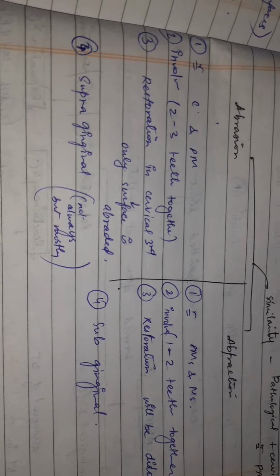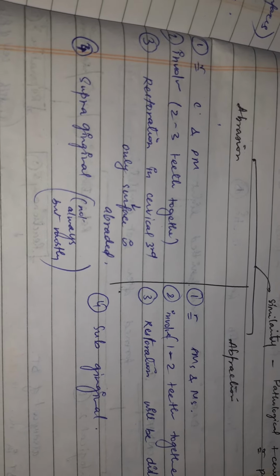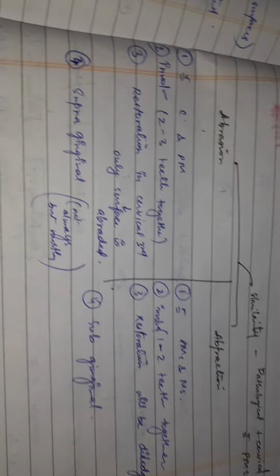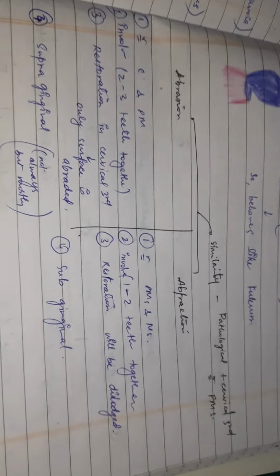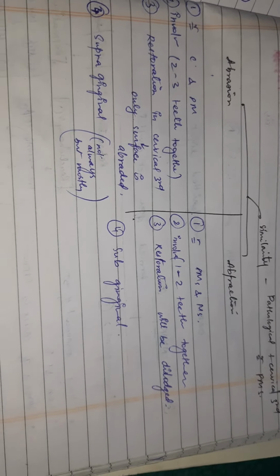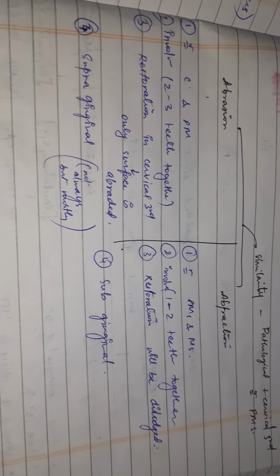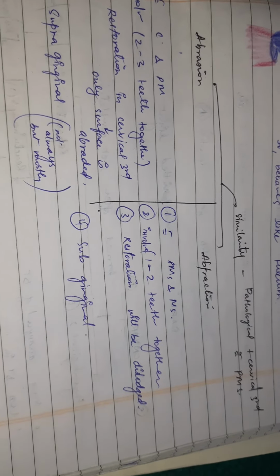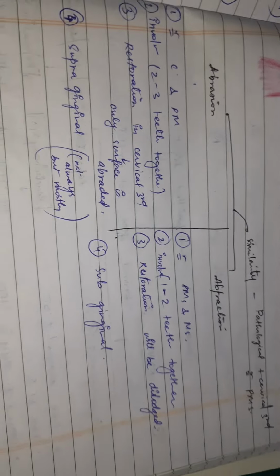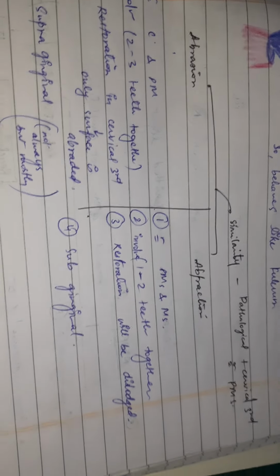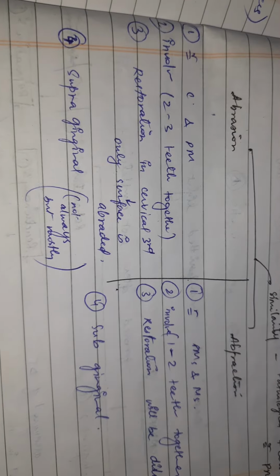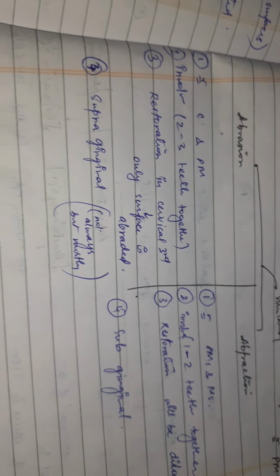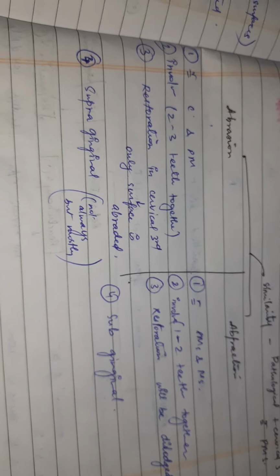Regarding restoration in the cervical third, in abrasion only the surface is abraded. In abrasion, we do brushing and only the surface of the restoration is abraded. But in abfraction, due to force, the restoration gets separated from the tooth. It comes out in toto, the whole restoration is dislodged. Dislodge is the word. Also, abrasion is mostly supragingival, though not always, and abfraction is subgingival.